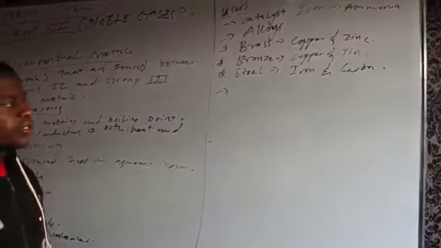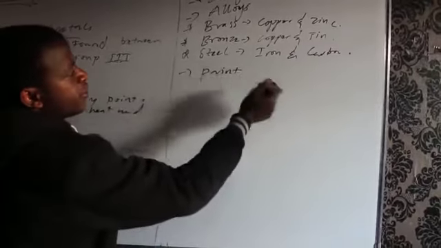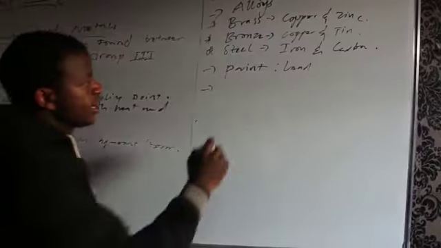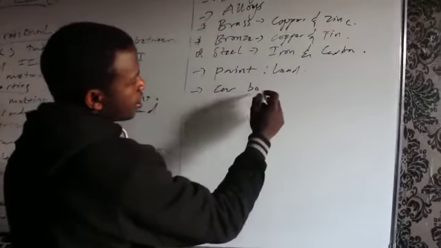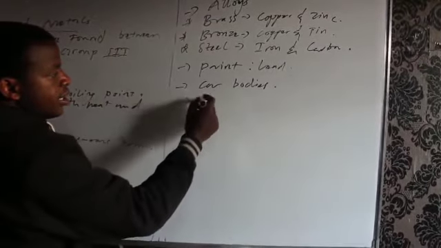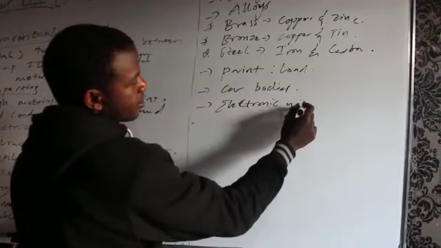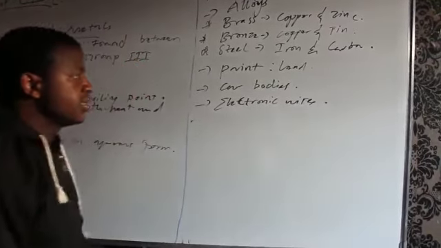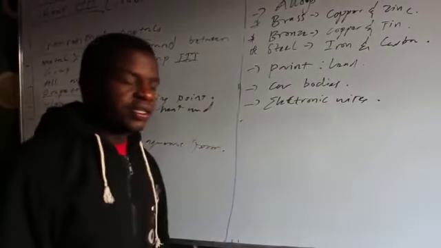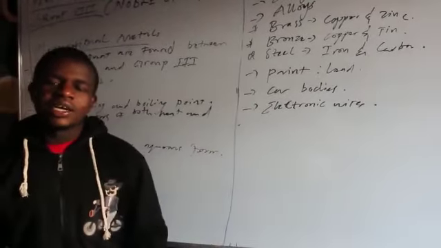Then these transitional metals are also used to make paint, for example, lead is used to make paint. They are also used to make car bodies, and electronic wires. So these have many uses. Try to search some of the uses of the transitional metals, and since I've done the transitional metals, this means that we are done with the periodic table.